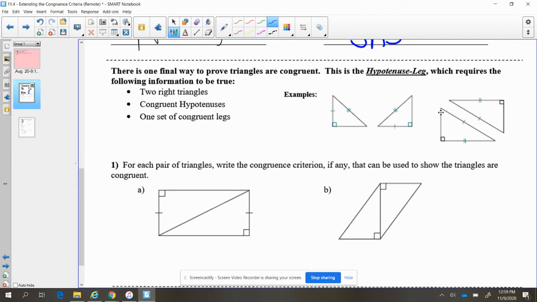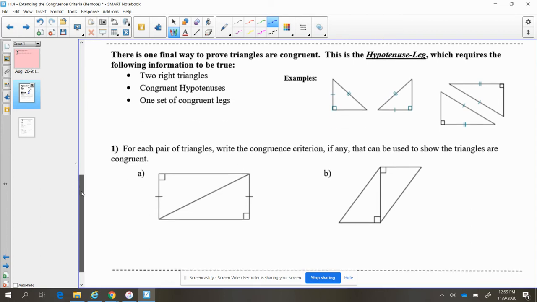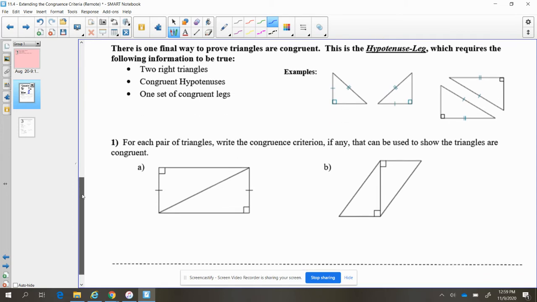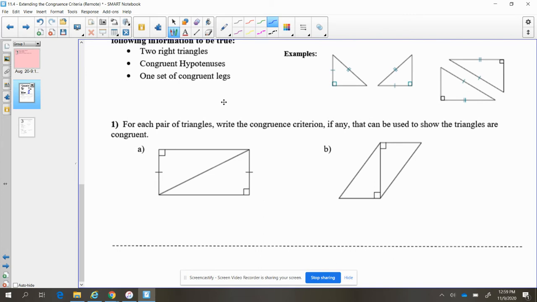So in these examples here, these are congruent by hypotenuse leg because they're right triangles. The hypotenuses are congruent here with the 2 tick marks. Legs are congruent with 1. Same thing over here. Hypotenuses are congruent, so are the legs, and they're right triangles, okay? So we want to state that if they are, we're going to state that here, or that there's not enough info.